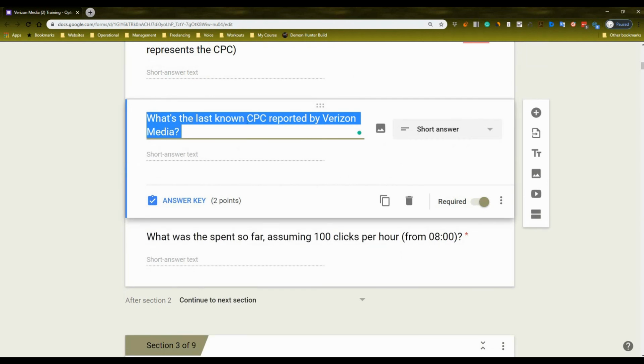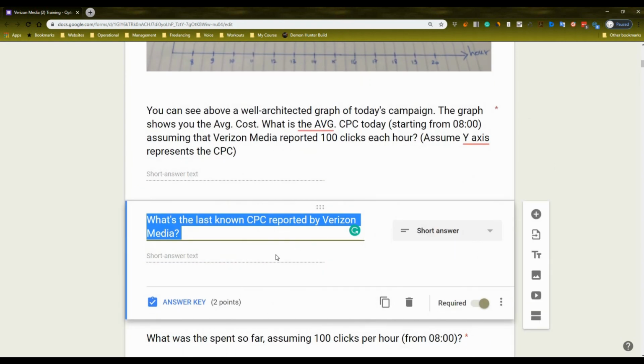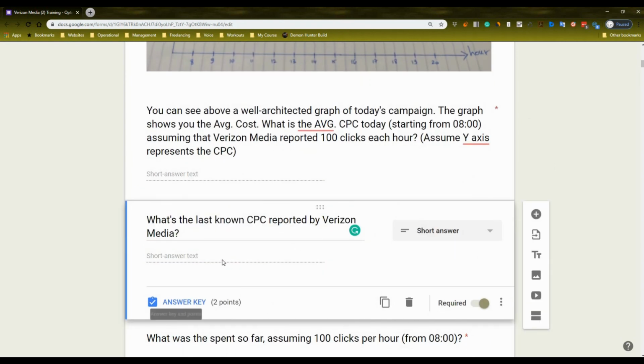Next question is, what's the last known CPC reported by Verizon Media? Well, let's look at the graph. Last known input was at 8. Now, does that mean that it's 8 right now? No, I remind you, Gemini or Verizon Media just show the last known CPC. It might be 9 or 10 now because it has a lag, 1 hour, 2 hours, it depends, but usually it's 1 hour. So what we know is that at 8, we had an average CPC in all the clicks of these hours of 7 cents. So the answer here will be 7 cents.